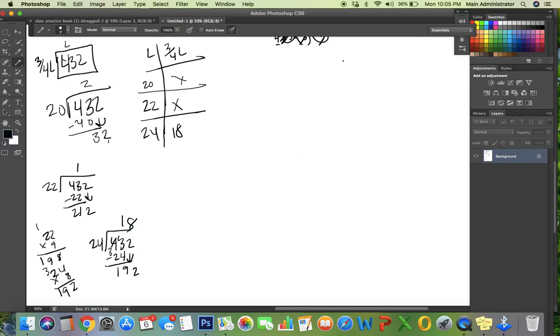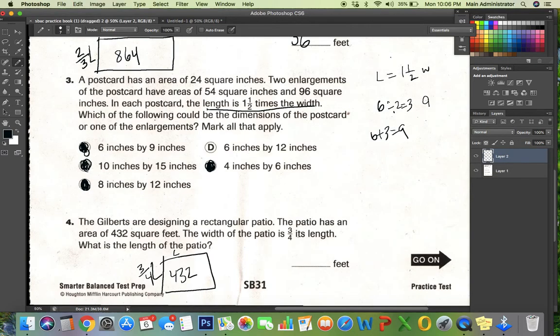Is 18 3/4 of 24? I'm going to put that over 1. Cross cancel that. Divide them both by 4. And that equals 18. So check. Looks like my answer is 24. So I would write 24 right here.